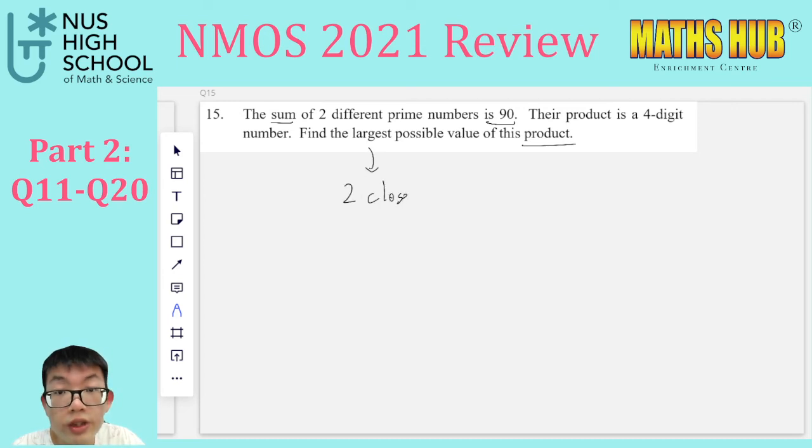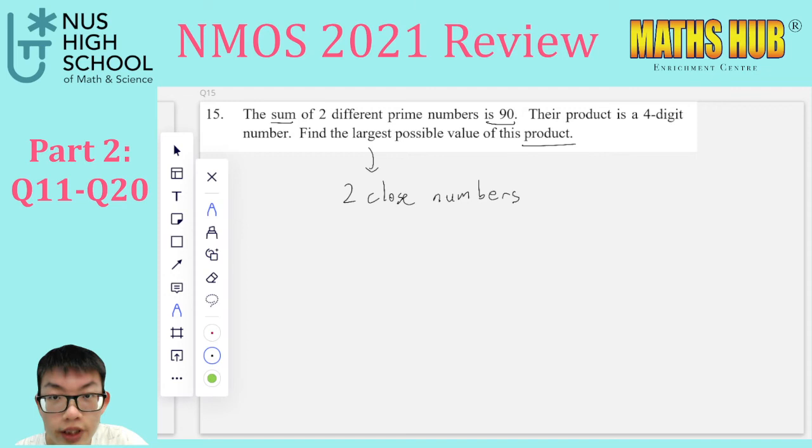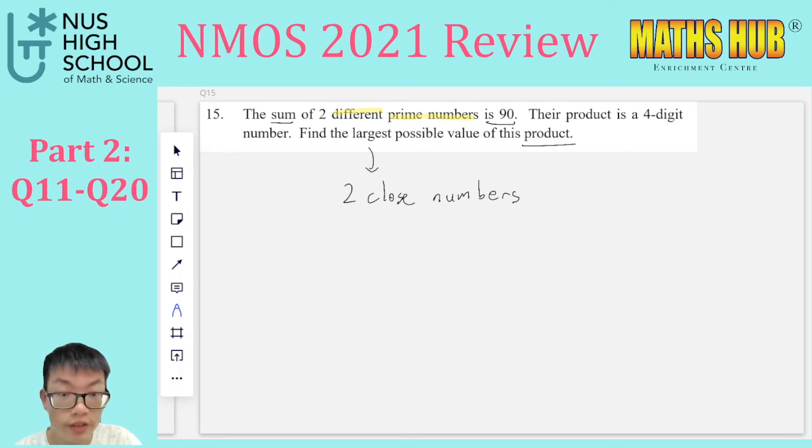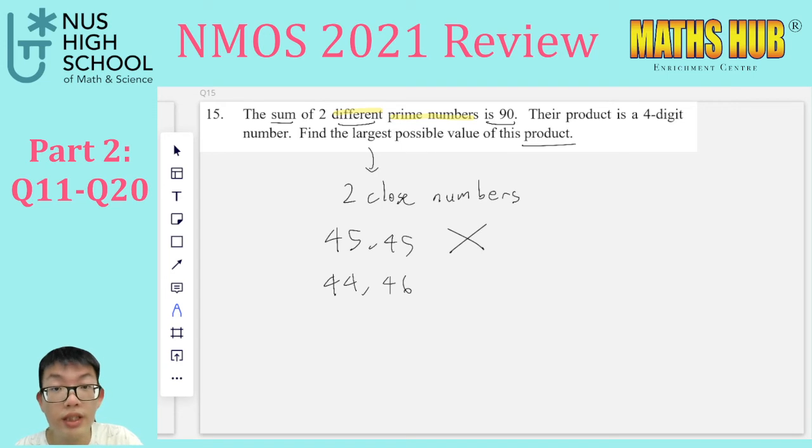So two close numbers should do the trick. Now they have two additional things that we have to remember. It says that they are different, and it says that they are prime numbers. So that means that you cannot just repeat 45 and 45, and you also cannot do 44 and 46, right? So 45, 45 doesn't work because they said different. 44 and 46, the next closest, doesn't work because they said prime.